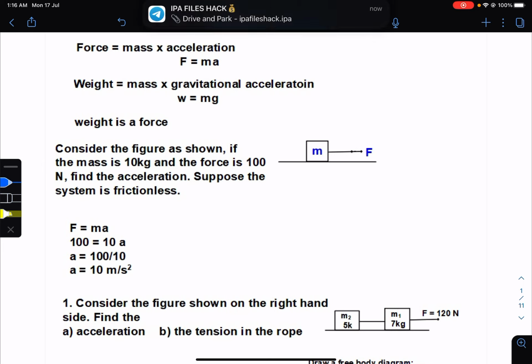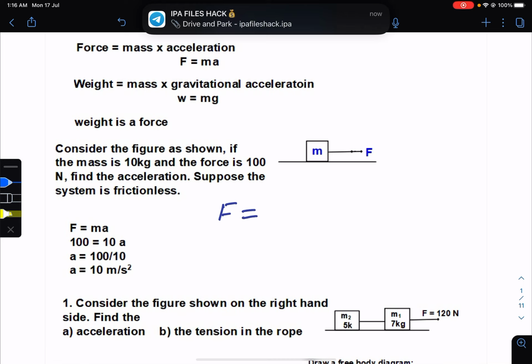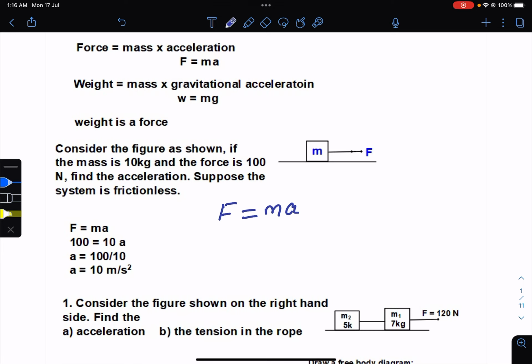Here it says F equals m times a. So F is given 100, m is given to be 10, and here is a. So a equals 100 divided by 10, which is 10 meters per second square. And the unit of acceleration is meters per second square. It's that simple.